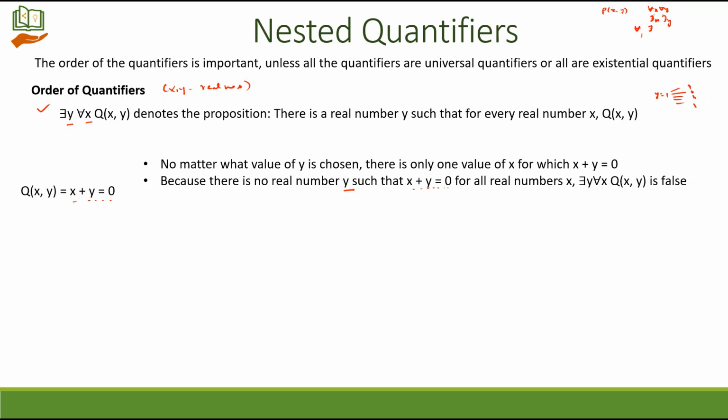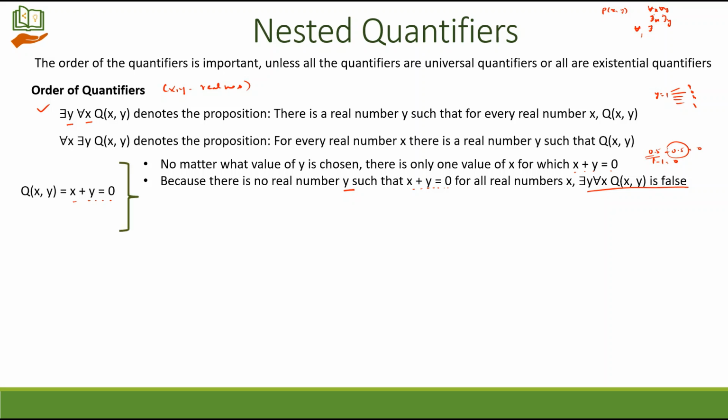No matter what value of y is chosen, there is only one value of x for which we can have this statement. Say for example, if x is 1, then for that you will have minus 1 as the y value. Only then 1 and minus 1 will give you 0. In the context of real numbers, if we have a value 0.5, then minus 0.5 will make it 0. When we have the existential quantification of the y variable first, we can state that this proposition will have a false value because we don't have a specific y value for all values of x.